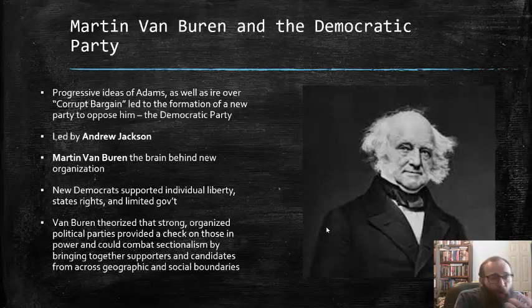two-party system, organized political parties, provided a check on those in power and could combat sectionalism by bringing together supporters and candidates from across geographic and social boundaries. This really redefined the importance of parties in American politics, something that had heretofore been accepted but generally frowned upon. Now it became more of an integral part of the American governmental system itself.